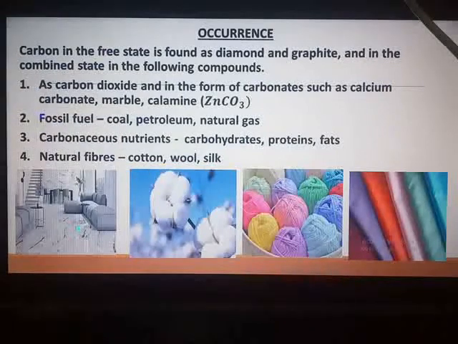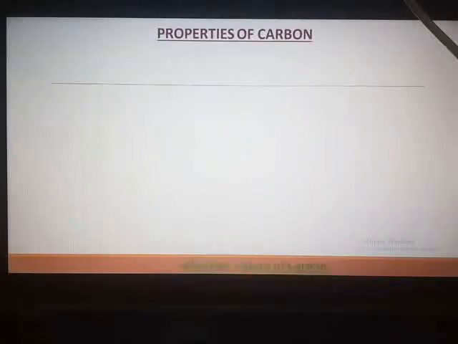So many examples they have given to us. Next topic is the properties of carbon. A very important, unique property exhibited by carbon is the allotropic nature of carbon. Allotropic nature. What do you mean by the term allotropy?